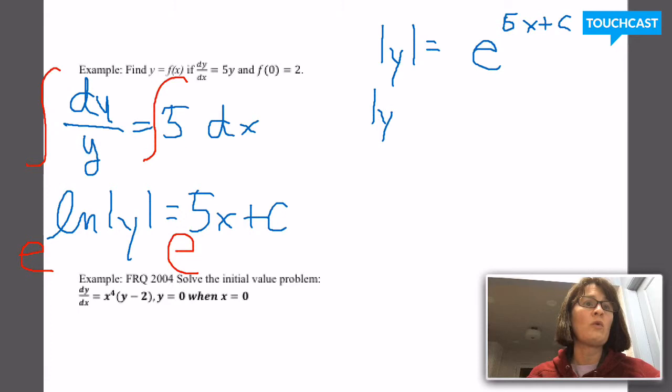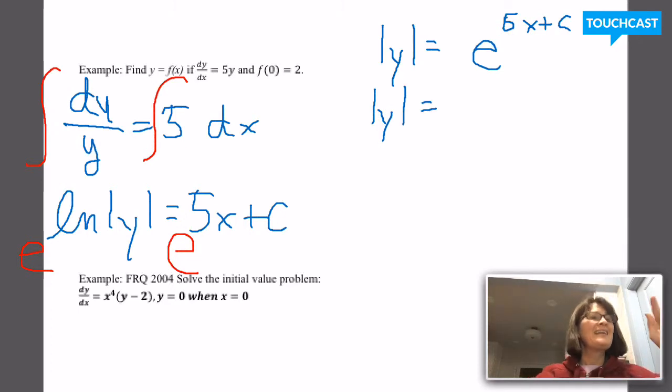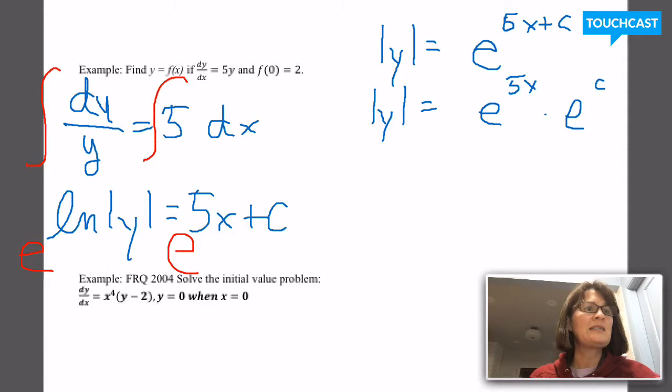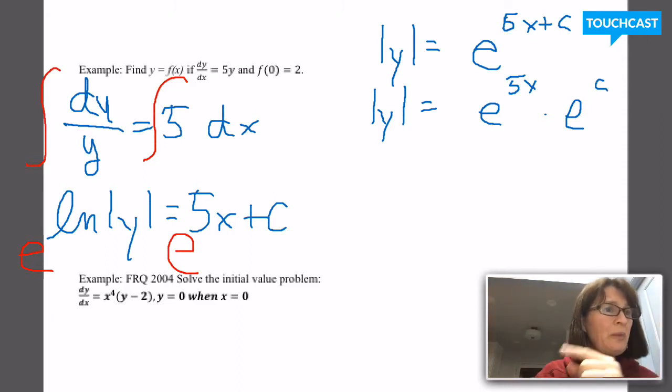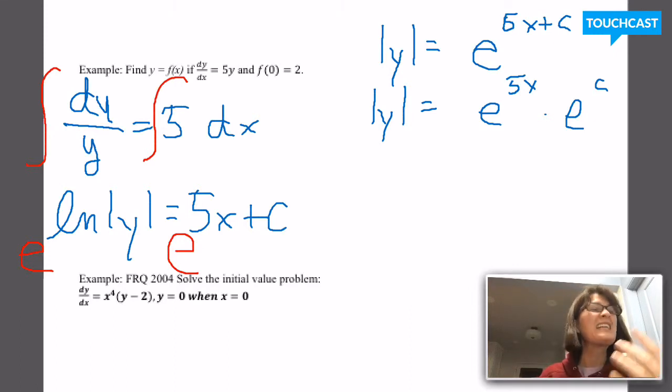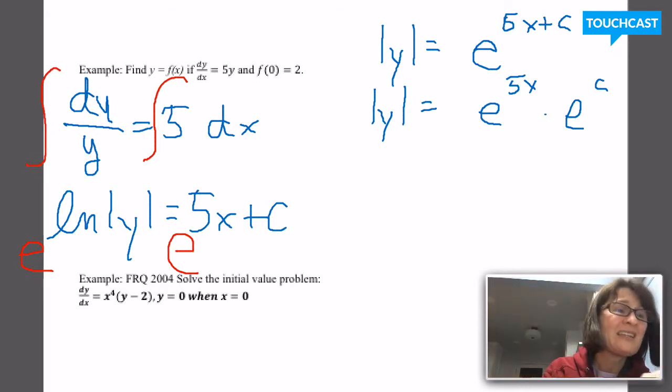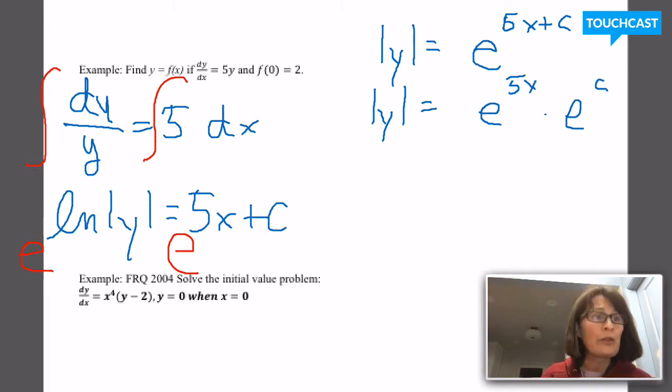The absolute value of y is equal to e to the 5x plus c could have been e to the 5x times e to the c. Because if I multiply together two powers that have the same base, I can add the exponents. So see how if I multiplied e to the 5x times e to the c, I could say, oh, that's the same as e to the 5x plus c. So I've just undone that process. And just notice here, it's the last thing you have to notice, e to the c, e is some constant, c is some other constant. If you raise a constant to a constant, you just get another constant.